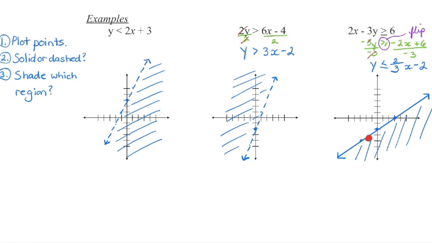If I choose a point on that line, let's say the point (0, -2). If I put in 0 for x, that term's gone. If I put in -2 times -3, I get 6. 6 is equal to 6. Therefore, every point along that line is part of our solution set.